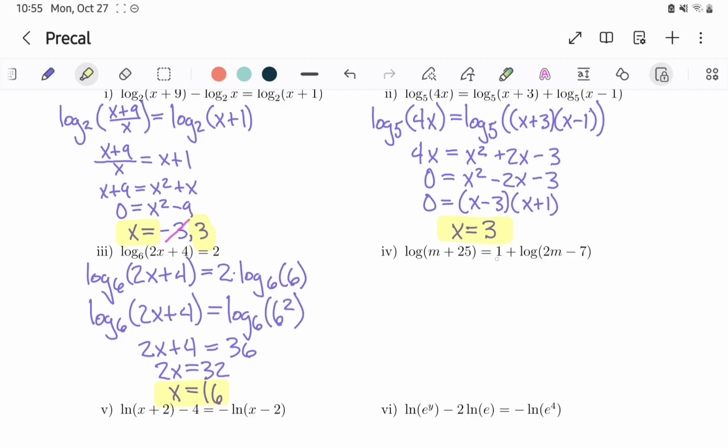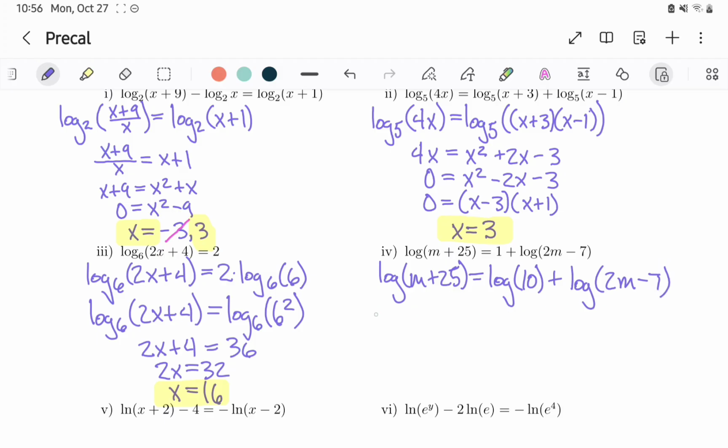Next, we have log of m plus 25 equals 1 plus log of 2m minus 7. Again, since we just have log here, that means the base is 10. So we can go ahead and rewrite this. So we can rewrite the right-hand side as log of 10 because, again, that's going to be equal to 1. So log, the base is 10, so log of 10 is equal to 1. And then plus log of 2m minus 7.